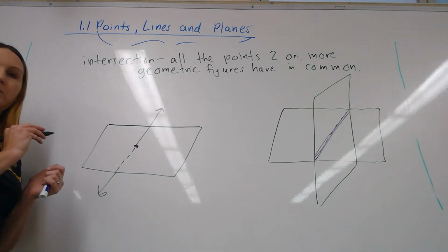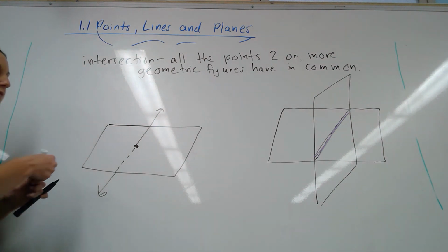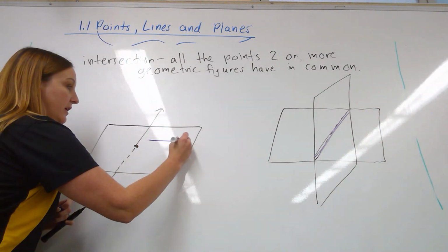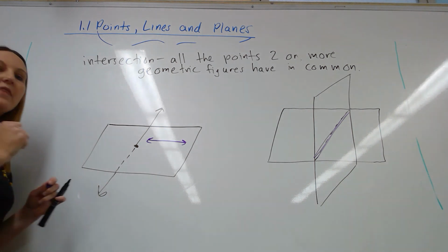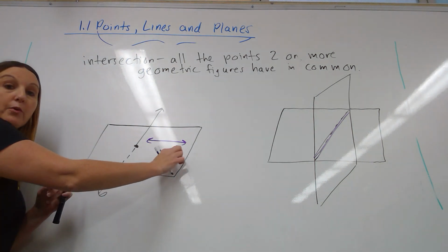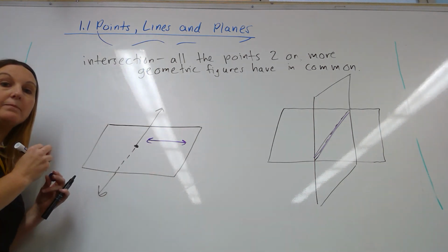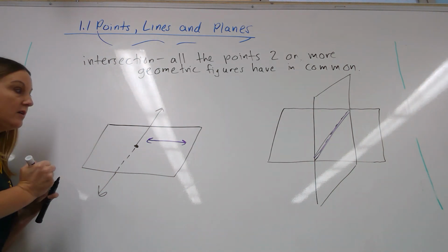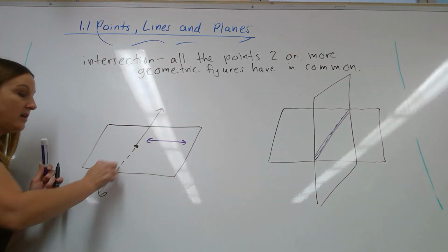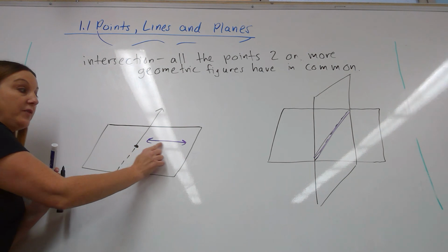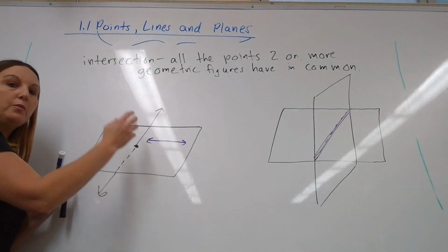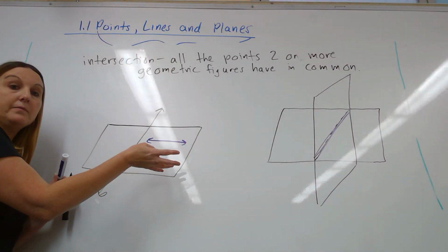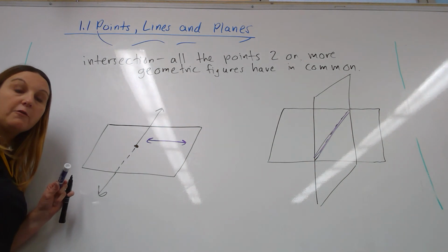So that's one scenario. Another scenario is, what if the line is just on the plane? That means it would have all of the points on the line in common with the plane. So the intersection with this one would just be a point, but the intersection with this one would be the entire line. That wraps up our video for today.